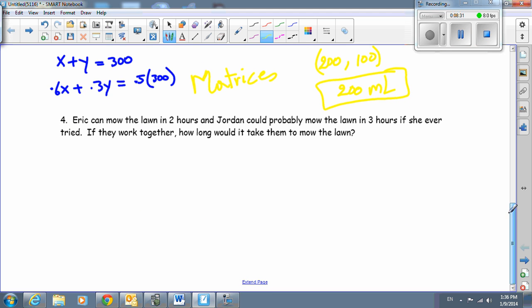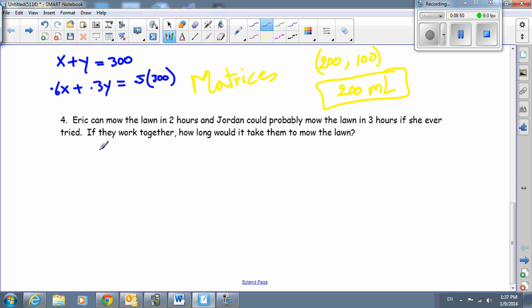On problem number 4, it says Eric can mow the lawn in 2 hours, and Jordan could probably mow the lawn in 3 hours, if she ever tried, of course. If they work together, how long will it take them to mow the lawn together? This is a very typical equation.